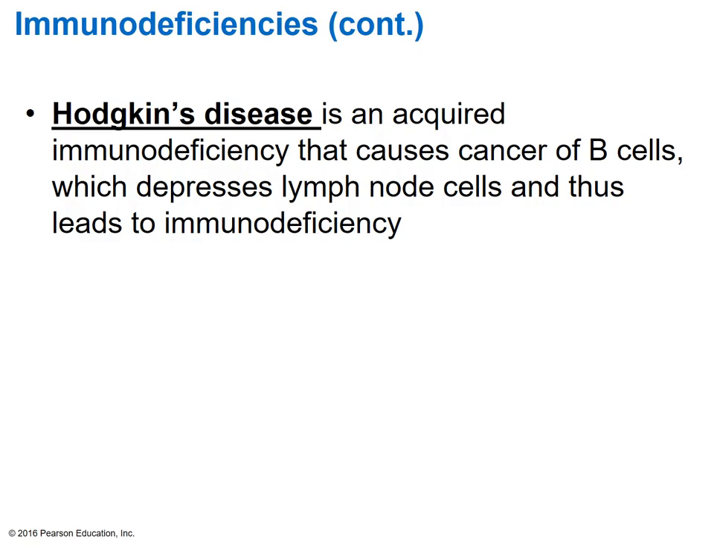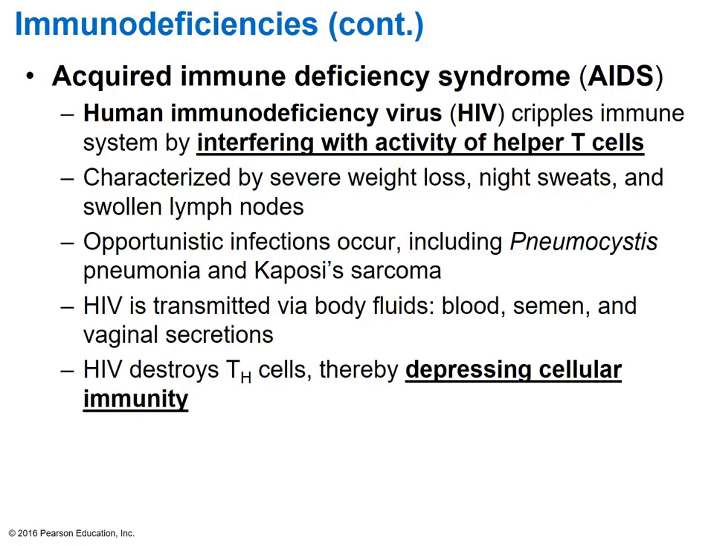Hodgkin's disease is an acquired immunodeficiency, causes cancer of the B cells. It tends to depress the lymph node cells, which then leads to immunodeficiency. The lymph nodes are depressed, they're not working properly, they're not able to have that surveillance to catch any foreign substances that may be traveling through the lymph. AIDS, which is acquired immunodeficiency syndrome. The causative agent of this is the HIV virus, the human immunodeficiency virus. As I said earlier, the virus interferes with the helper T cells, which, as we see, are so vital and critical in activating the rest of the T cells as well as the B cells.